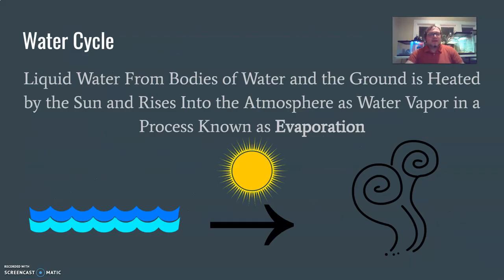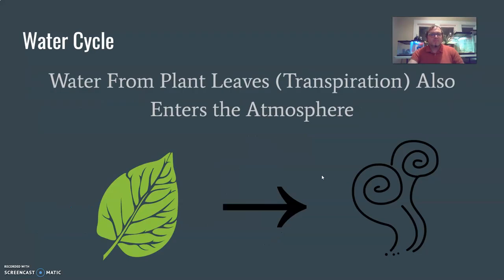So again, looking at it piece by piece, liquid water from bodies of water and the ground is heated by the sun and rises into the atmosphere as water vapor in a process known as evaporation. Again, that's our key term for this point. So again, liquid water turning into water vapor, a gaseous form, is evaporation.